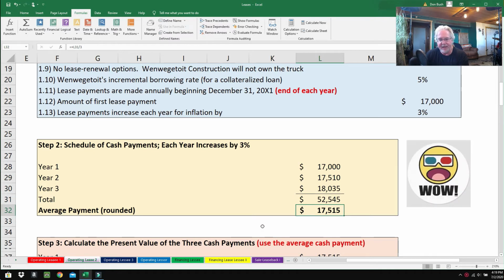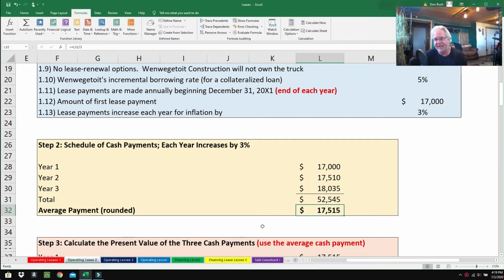$17,515. And apparently the people that made up these accounting rules, these new accounting rules, they wanted operating leases to have an even expense amount. I'm not sure why they did, but that's what they did. And so we are actually going to use this average payment here.